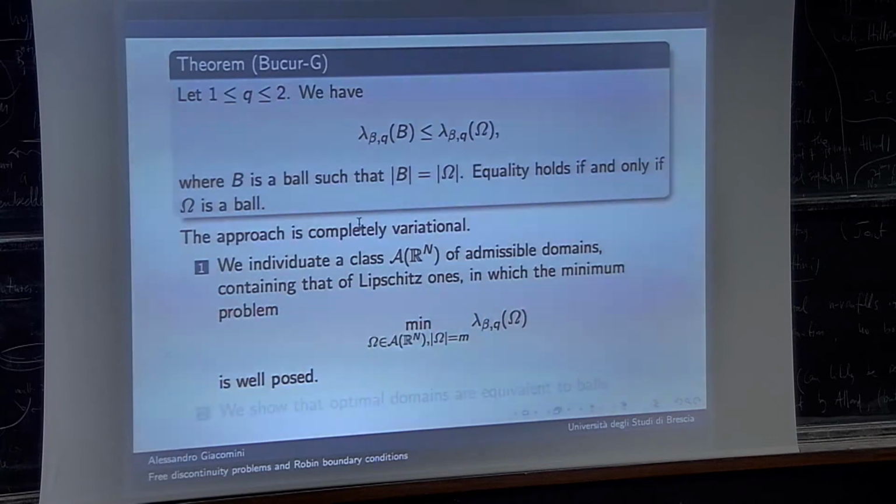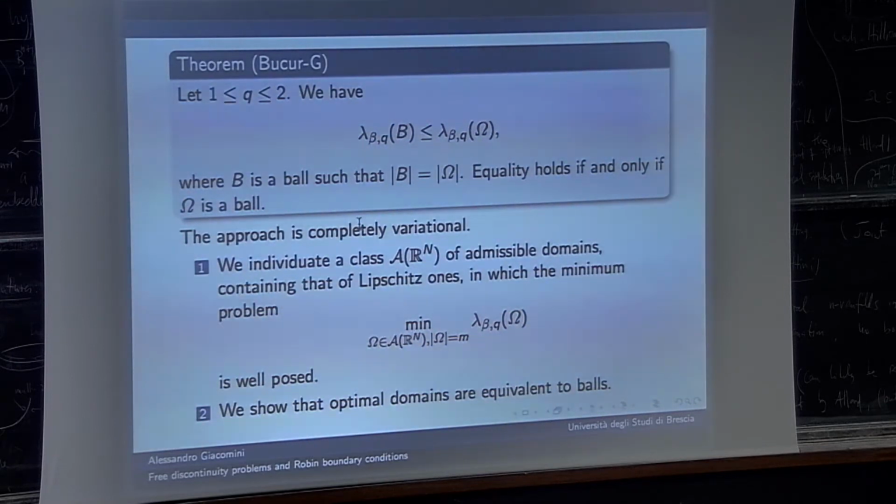This is the hard part of the analysis. The second part is, in comparison, relatively easy, because one can show that if an optimal domain exists, then simply by some geometrical considerations like symmetrization, integration by parts, one shows that indeed optimal domains are equivalent to balls. The first part is indeed quite hard from a technical point of view, because it involves ideas from free discontinuity problems, and of course it's much more technical with respect to the Dirichlet approach.